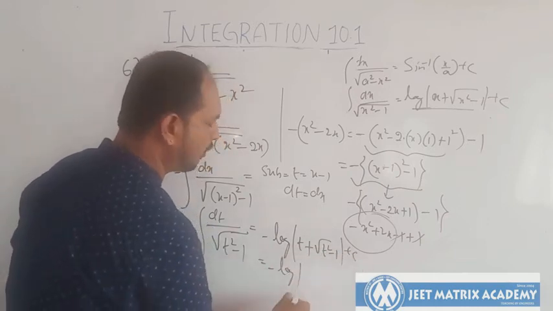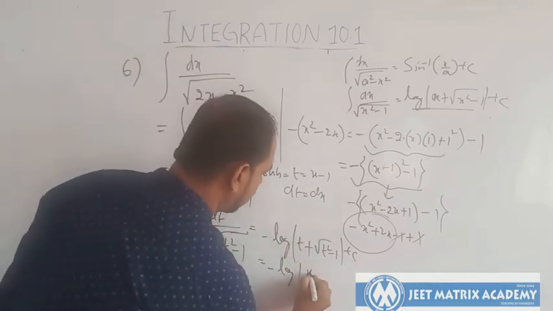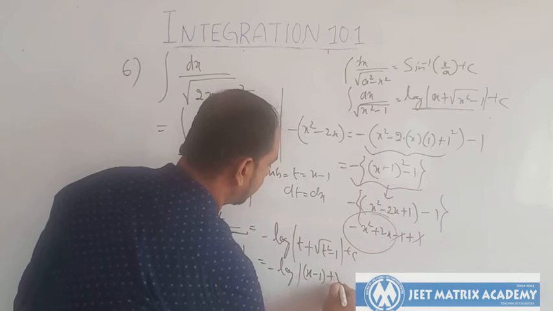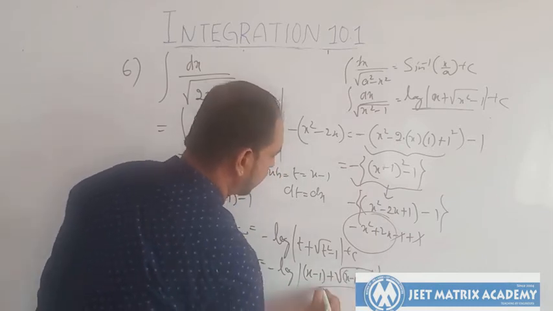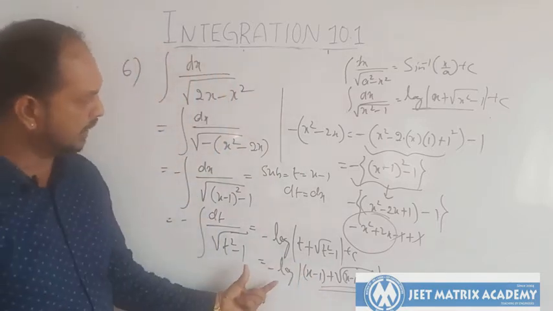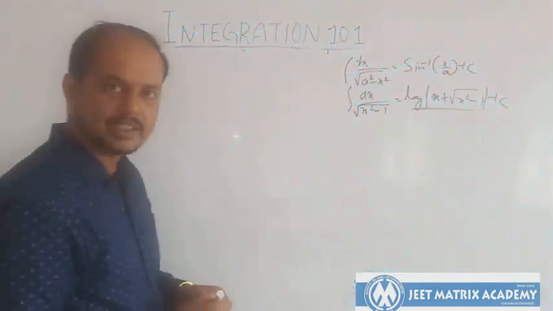minus log of modulus of, t equal to x minus 1, plus root of x minus 1 whole square minus 1, plus c. Hope things will be very clear, very systematic. So we'll see the next problem. We'll see the last problem.